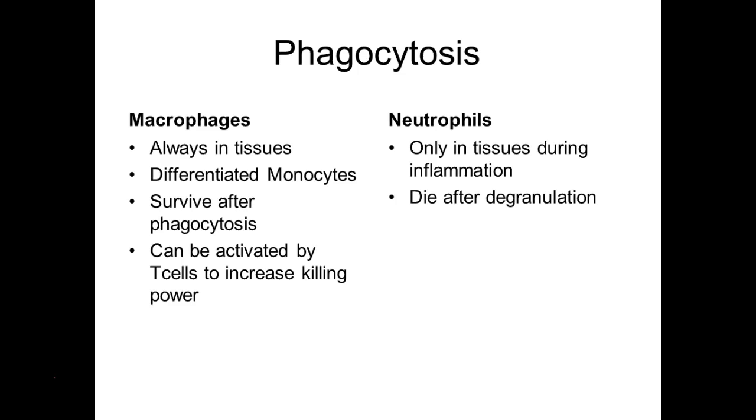Macrophages can be activated by T cells and increase their killing power. Right? So they can get really powerful, but they need help. They need some confirmation signaling from T cells. Where neutrophils have the greatest killing power straight up, right away. But this comes at a cost, right? To be so powerful can be very deadly.